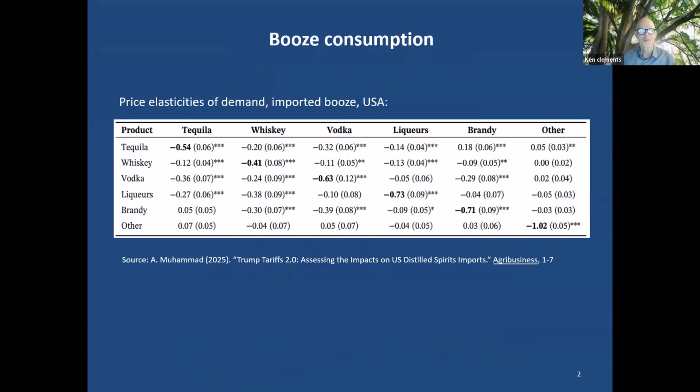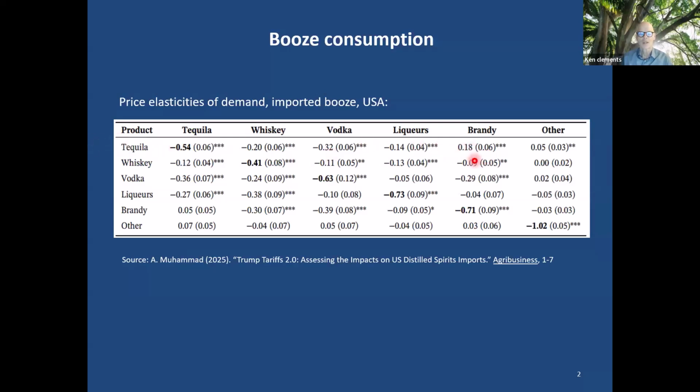We see the booze slide. Very good. That's the one that we want to start on. This is a matrix of own and cross price elasticities on booze consumption, imported booze into the US from Andrew Muller. And the way that we read this is that the rows refer to quantities, columns refer to prices. So minus 0.54 is the own price elasticity of demand for tequila, whereas 0.18 is the cross price elasticity of tequila with respect to brandy.